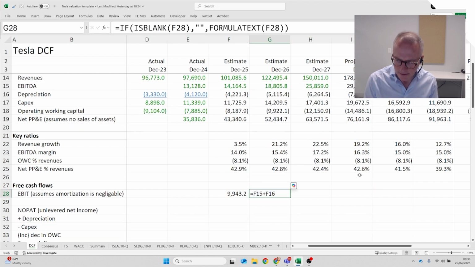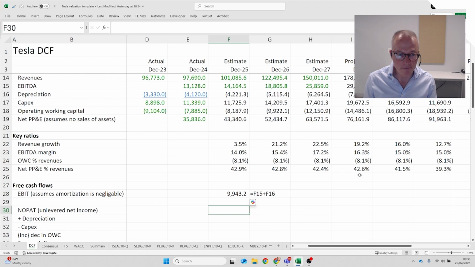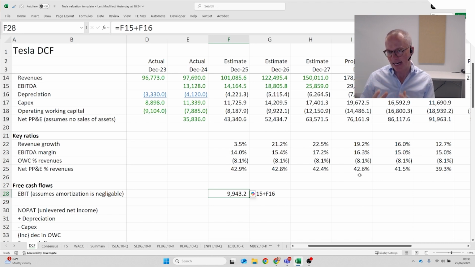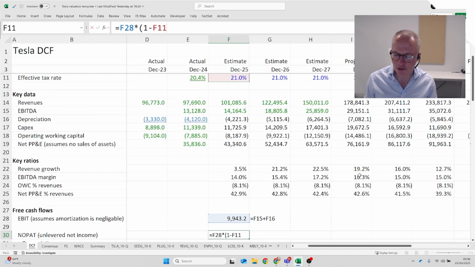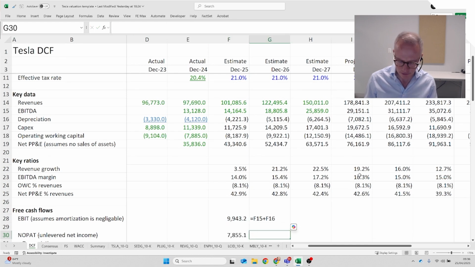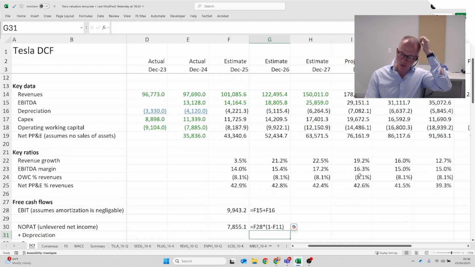And let me just put my formula out there. And then I've got my unlevered net income. So if that is the profit before tax, if the company has no financial assets and no debt, then the NOPAT number is going to be the 9943 times 1 minus the tax rate. And the tax rate I'm going to use is just that effective tax rate, because you're taxing all income. You're not just taxing marginal income, you're taxing all income.